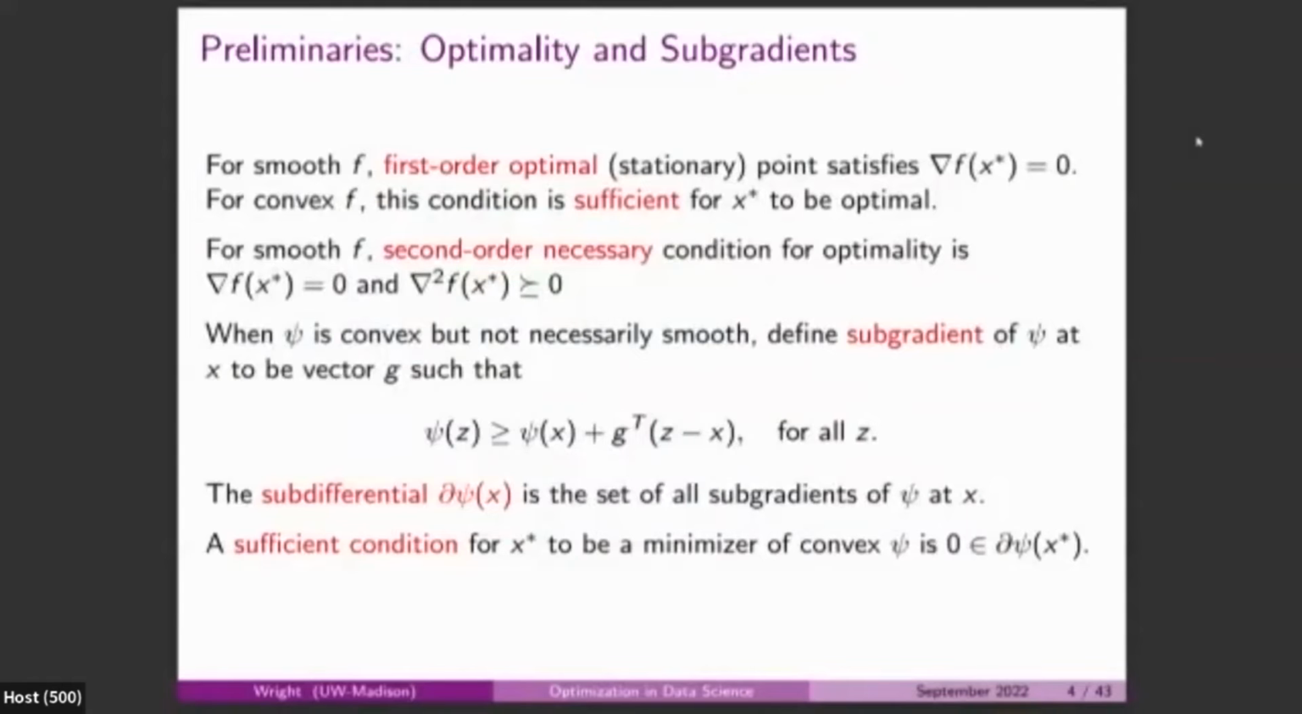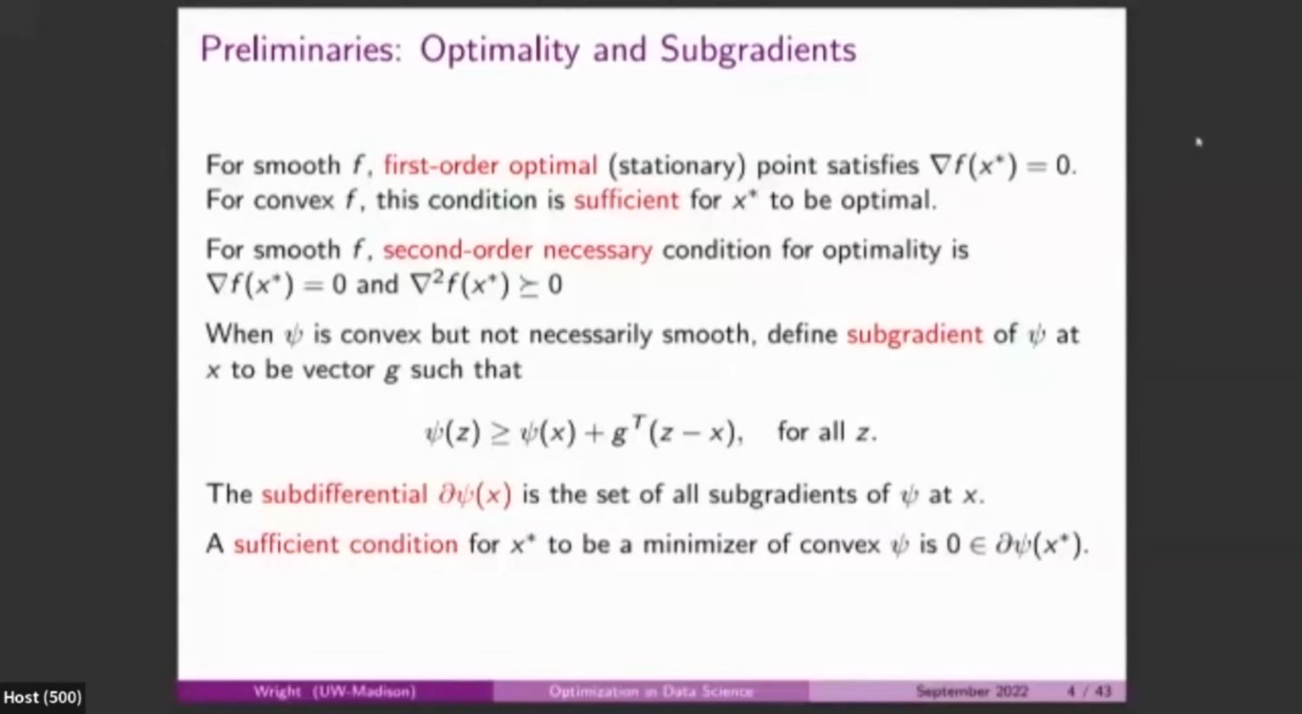Okay, a little bit more in the way of preliminaries. I've talked about convexity already, but I want to talk about optimality for a second. How do we know that we're at a solution? Well, classically, when f is a smooth function, you just look for a point with a zero gradient.